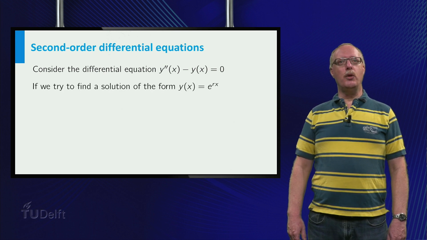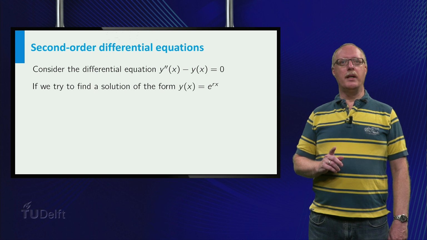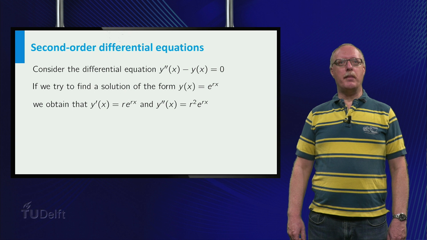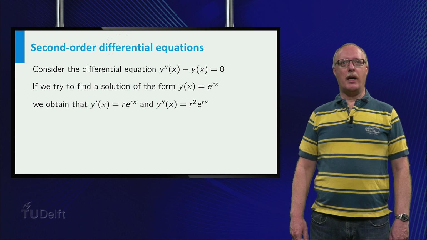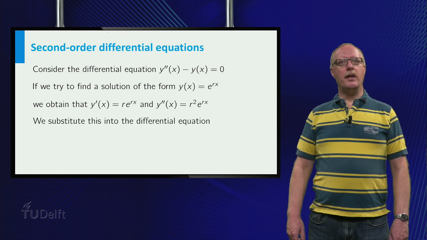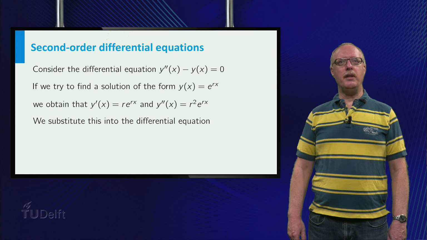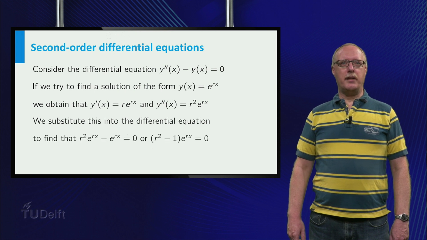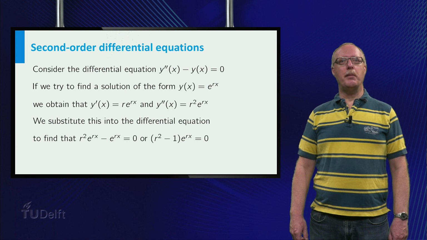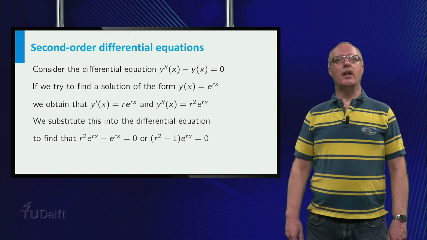If we try to find a solution of the form e to the power r times x, where r is a constant, we obtain that y prime is r times e to the power r times x, and y double prime is r squared times e to the power r times x. We substitute this into the differential equation to find that r squared times e to the power r times x minus e to the power r times x should equal 0, or r squared minus 1 times e to the power r times x should equal 0.